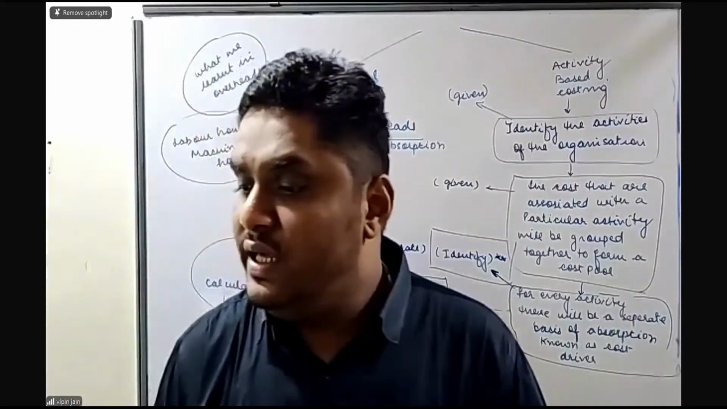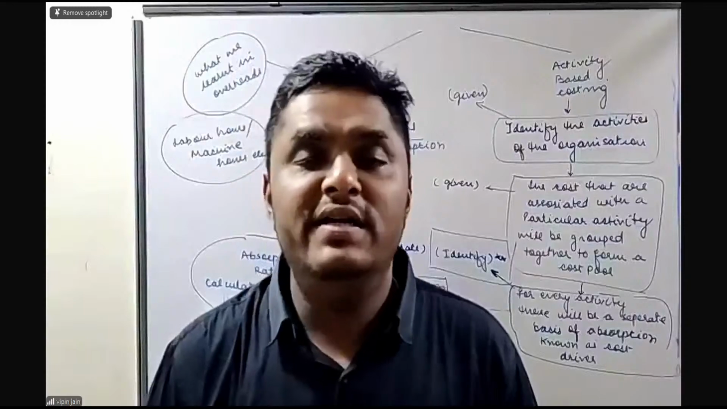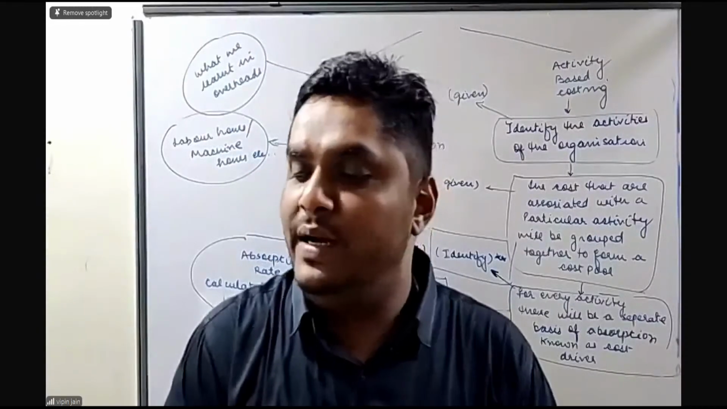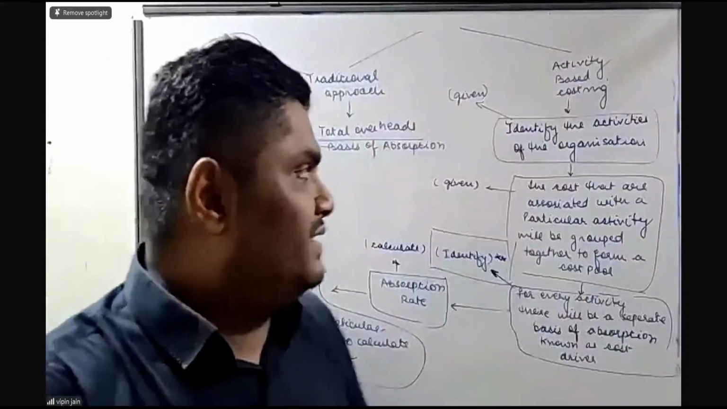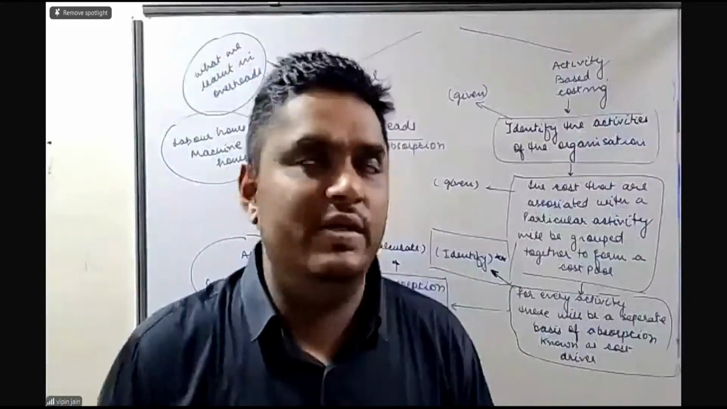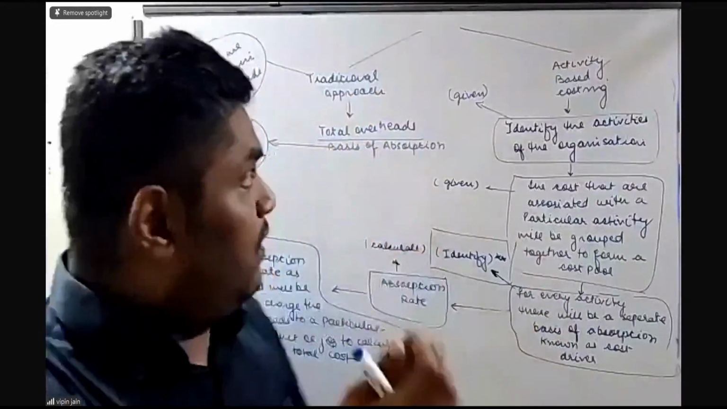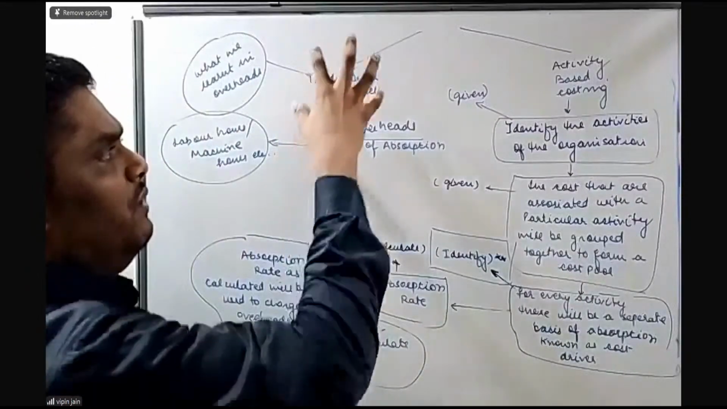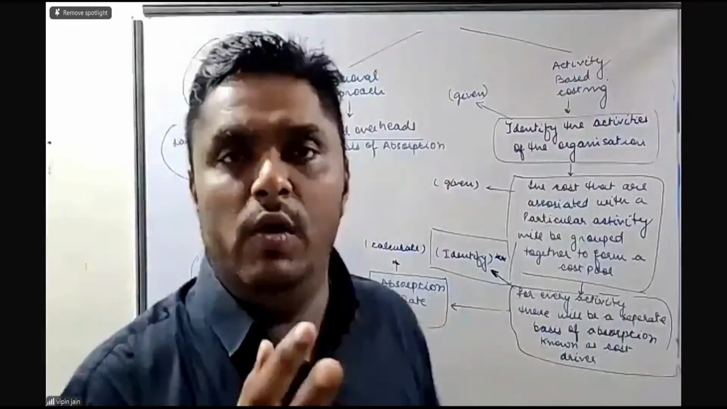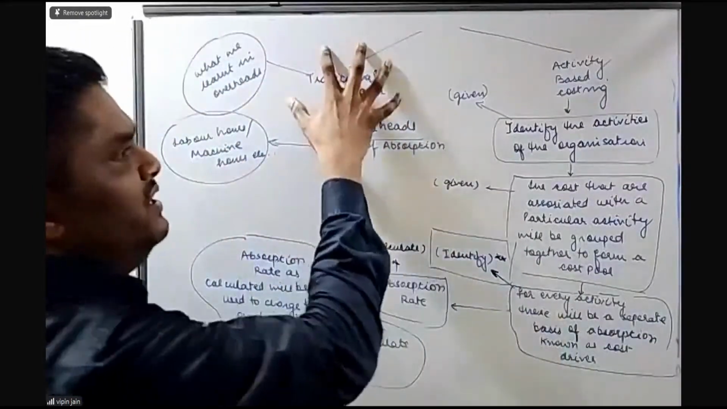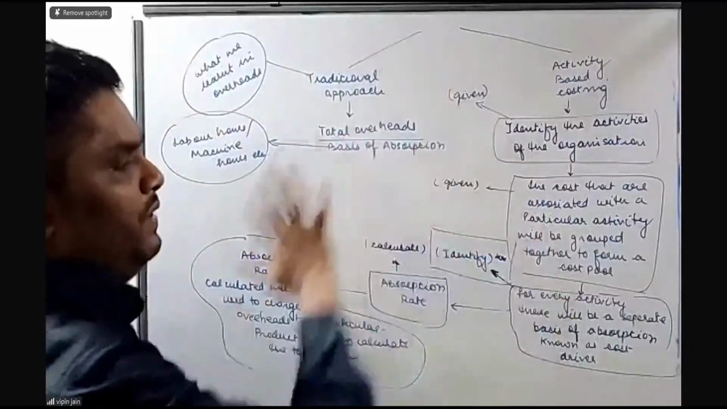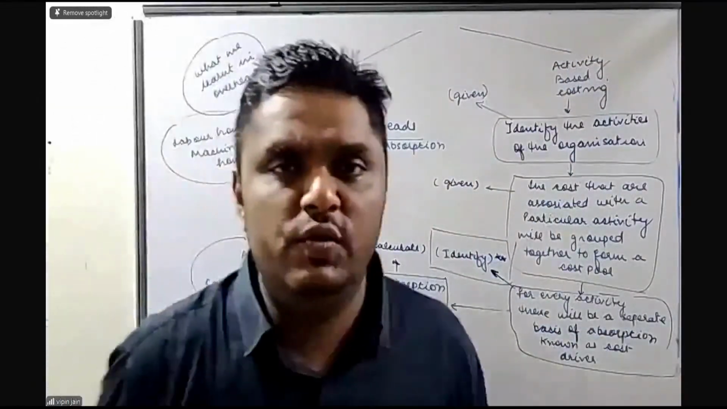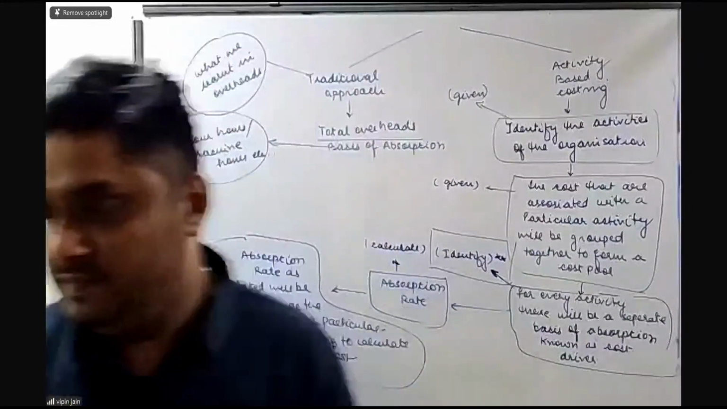See, allocation is a part of primary distribution. Allocation and apportionment are part of primary distribution, my dear. I request you guys to please copy this explanation. The practical question will be like that: solve it via the traditional approach and solve it via activity-based costing. So you guys have to be thorough with this process.